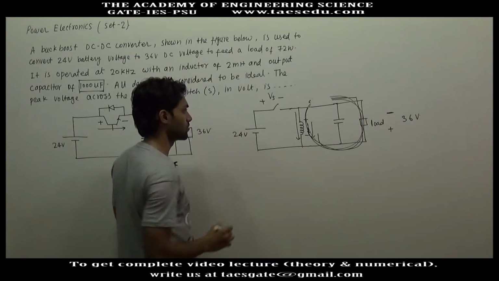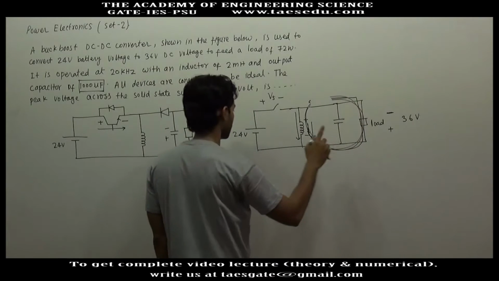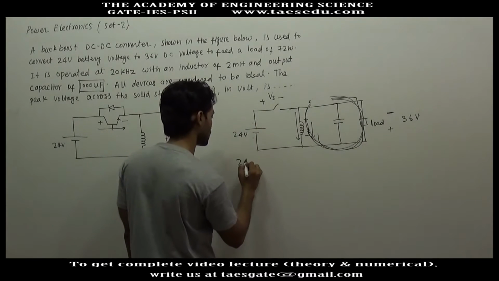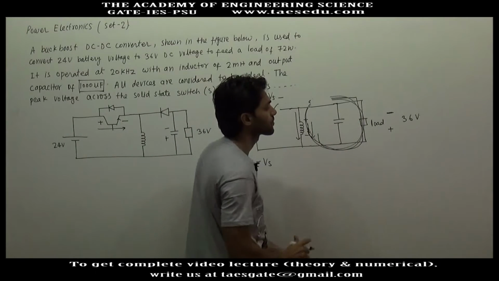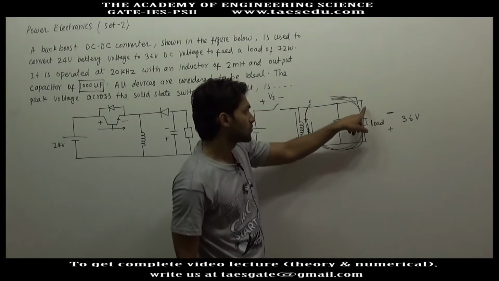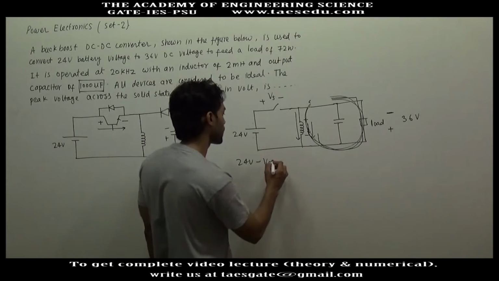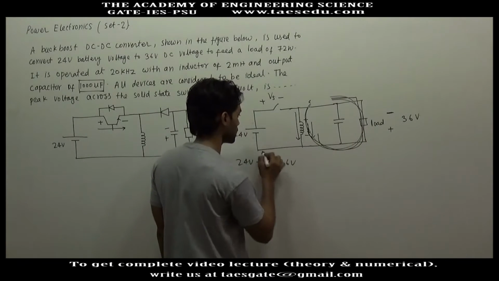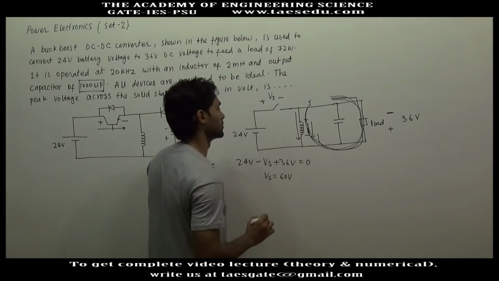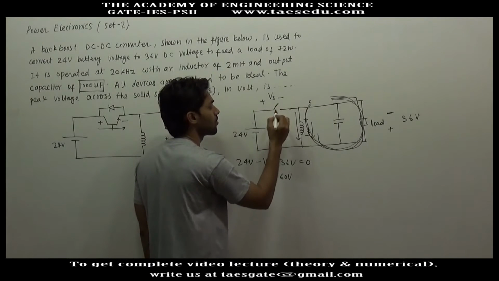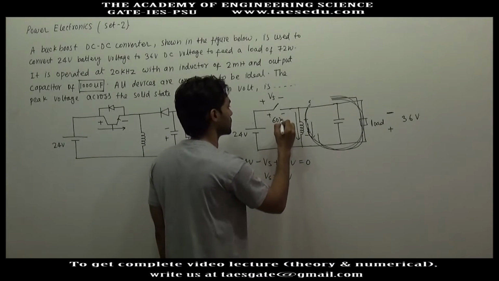Source voltage is 24 volt. Now let us apply KVL in this loop. Here you will have a gain of 24 volt, here a drop of switch voltage, and here this is the actual polarity. If you move in the clockwise direction, you will have a gain of 36 volt plus 36 volt, and the loop is completed. This is 0. So Vs will be plus 60 volt. So the forward blocking voltage across the switch will be 60 volt.